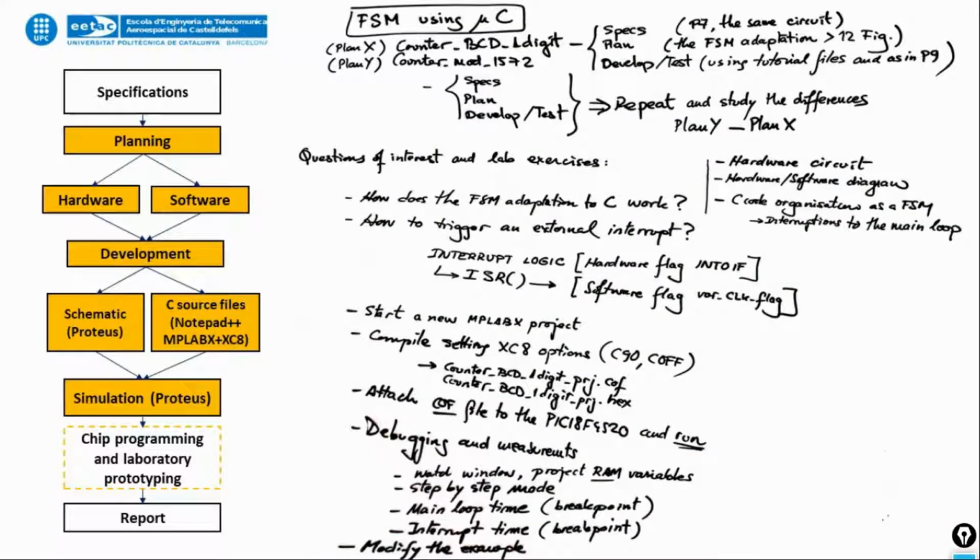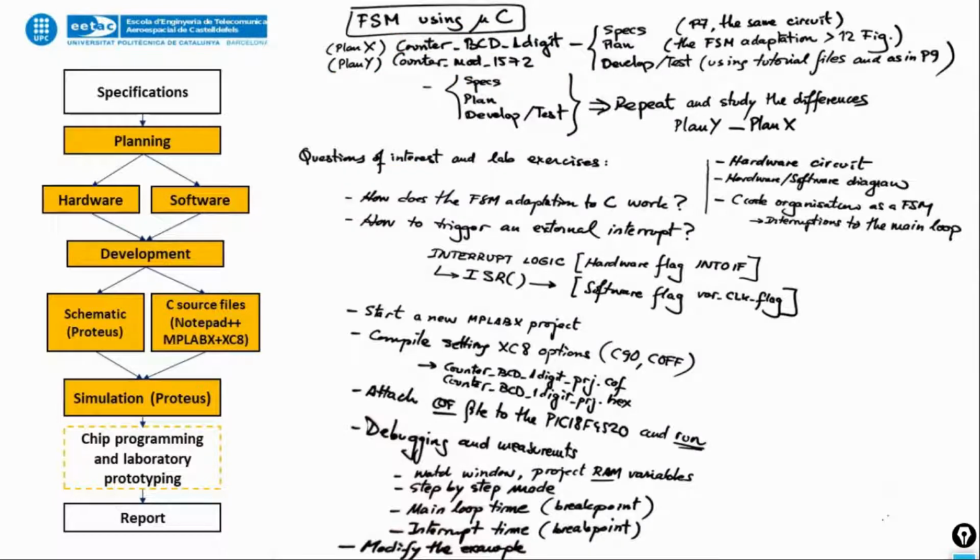So naturally, in this way, there are a lot of considerations, okay? For example, if we focus the attention in this counter BCD one digit, then we can focus the same attention to the counter, for example, modulo 1572, solved by means of the plan Y, and there you can ask the same kind of questions and you can solve the same kind of experiments. So these kind of questions of interest and lab exercises can be repeated twice for both exercises in this tutorial, right?